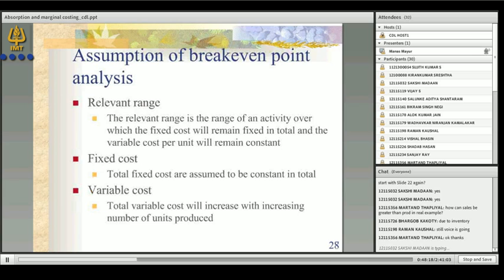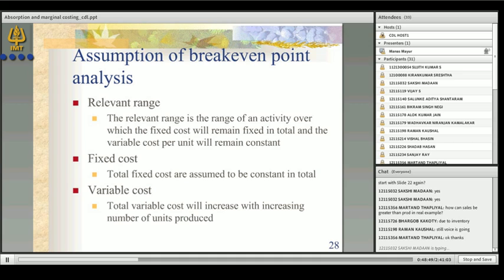Now there are some assumptions behind break-even point analysis. First is the relevant range. That means the relevant range is the range of an activity over which the fixed cost will remain fixed in total and the variable cost per unit will remain constant. So the first assumption is fixed cost is not going to change, or there is no additional fixed cost. Second, variable cost changes proportionately. So the change in variable cost per unit is fixed.